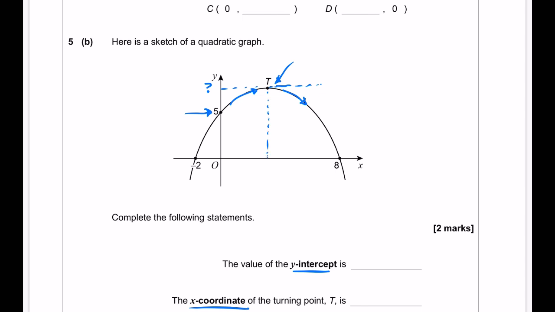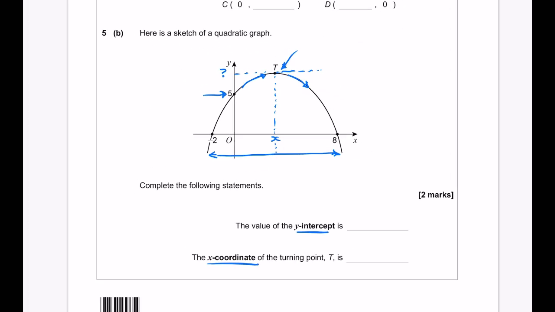And the hint that you need to know is that it is symmetrical. So you're going to look at the distance between -2 and -8, and find what is the middle of that. Okay, that is your challenge, and that will be the x coordinate there.